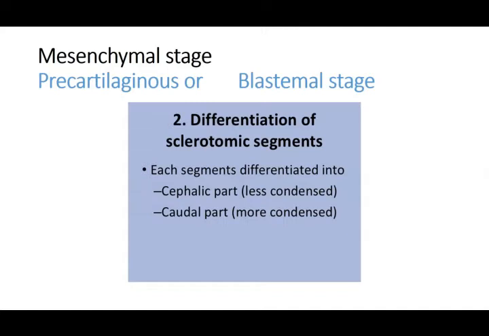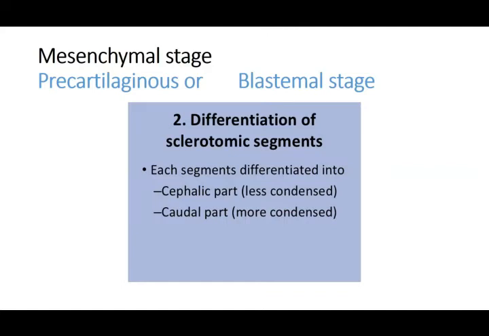What happens is the differentiation of the sclerotome segments. That is how they are modified to form the mesenchyme, and that forms a solid structure, which we call your vertebra. So each segment at this stage differentiates into a cranial part, which is the less condensed part, and a caudal part, which is the more condensed part.